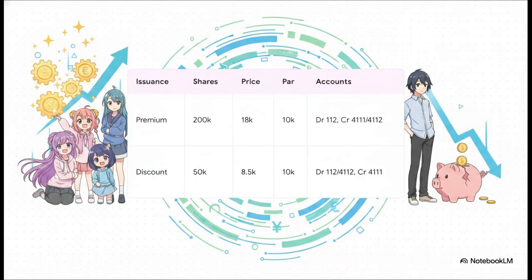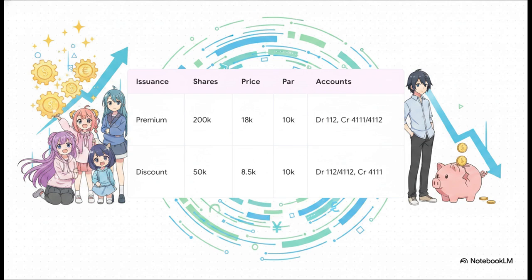In the first issuance, HDT sells 200,000 shares at 18,000 VND each. Now, that's well above the 10,000 VND par value, right? This creates a massive 1.6 billion VND surplus. So we debit cash, account 112, for the total received, 3.6 billion. We credit the share capital account 4111 for the 2.0 billion par value. And finally, we credit that surplus to the capital surplus account 4112 for 1.6 billion.